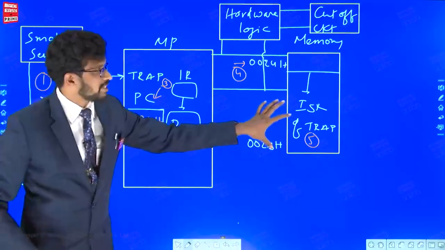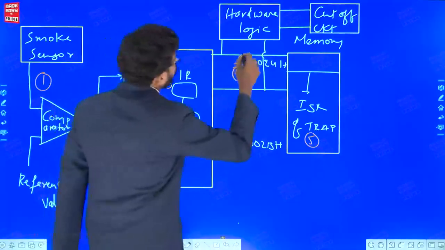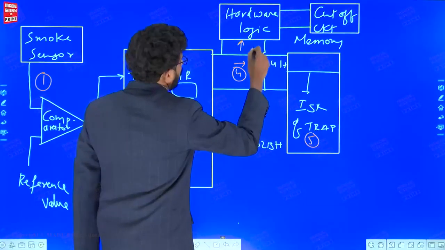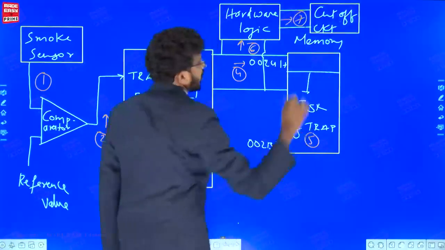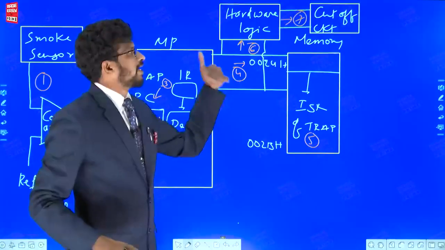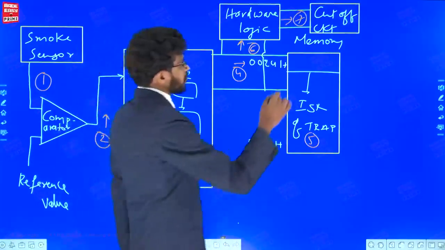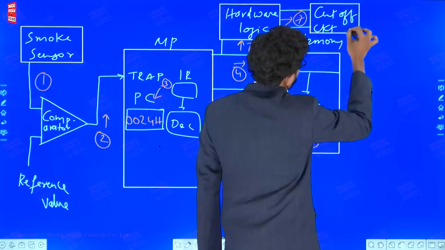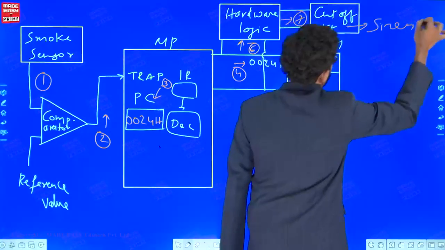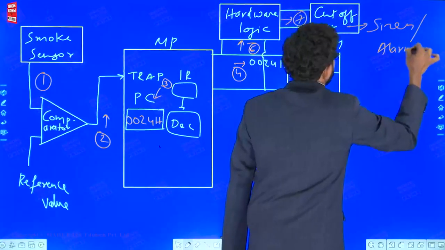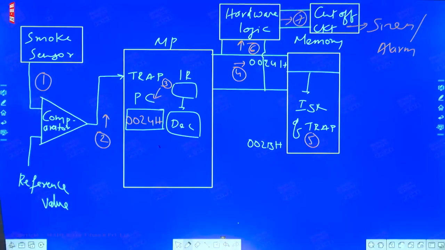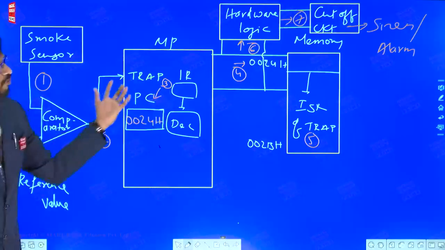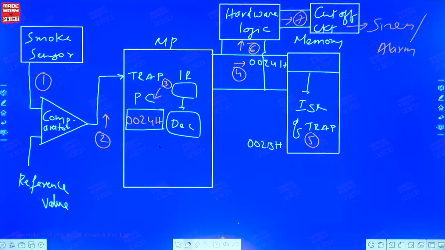So when this application program runs, this will go and activate the hardware logic, and this hardware logic will activate the power cutoff circuit, or it will simply blow some siren. So it is a power cutoff circuit, and it may also have some siren or alarm such that the people may run from that particular location. So this is how actually the interrupt mechanism can be considered. Fine. So that's how the program will run with respect to one interrupt.